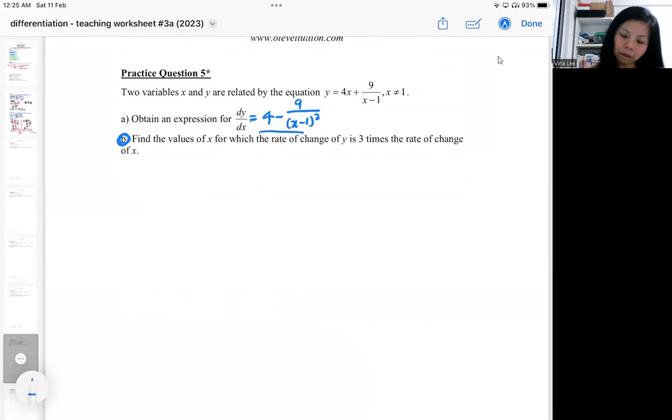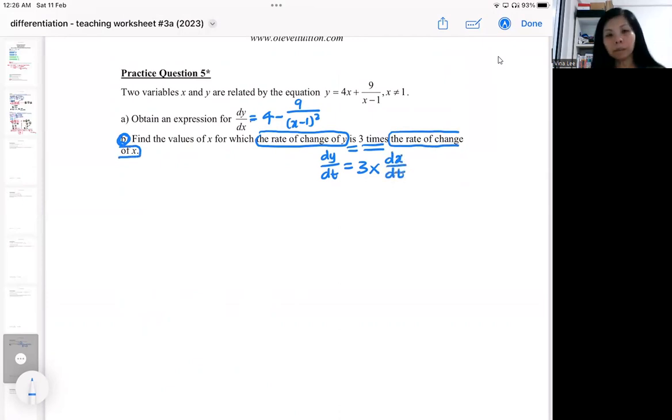If you look at this, it is indicating dy/dt. It equals 3 times, which means 3 multiplied. What is the 3 multiplied to? It's 3 times the rate of change of x, which means it's dx/dt. So the question just gave you this piece of information. How are you going to use this piece of information to find the value of x?